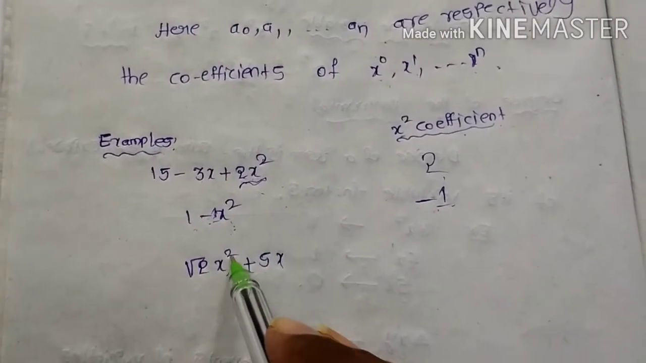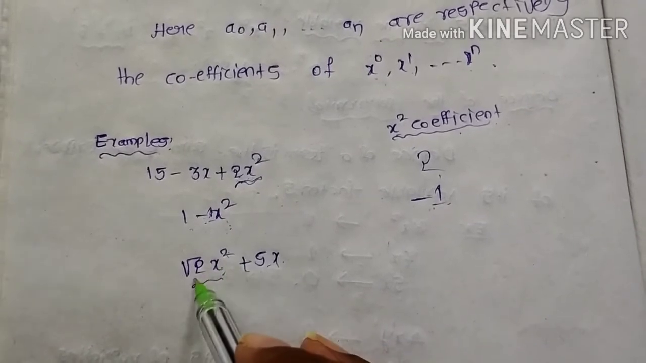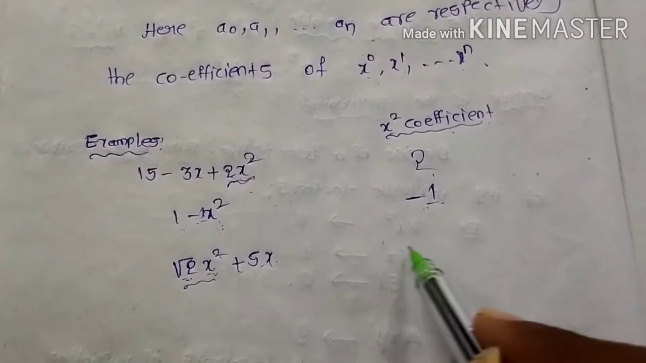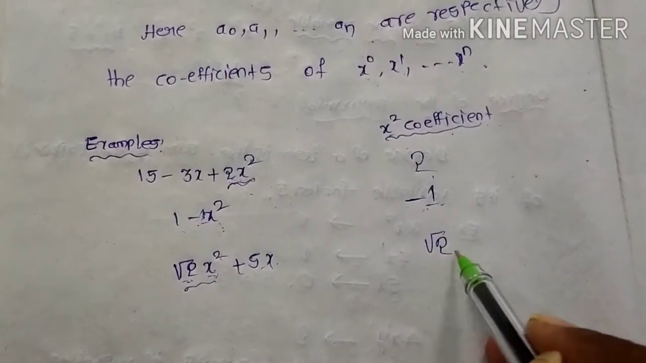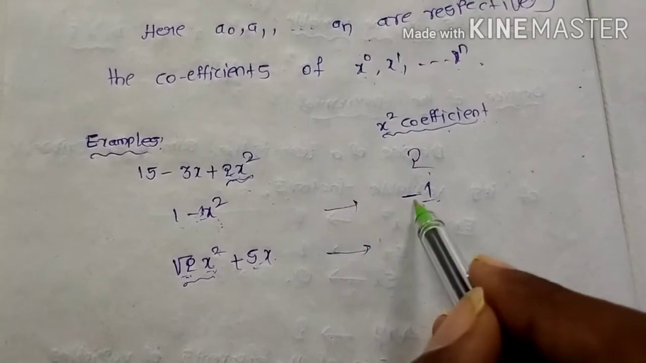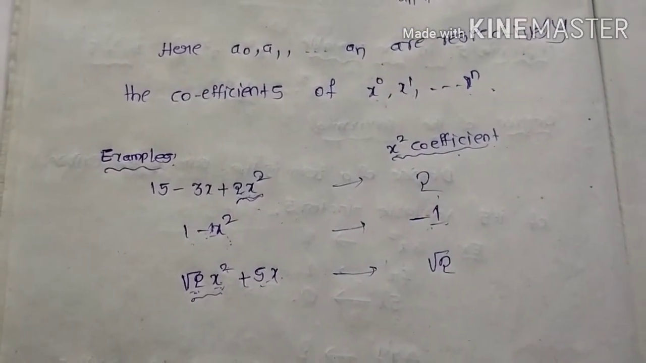See here, x square, here 5x. Where is the term here? What is the x square coefficient? That means which number is being multiplied? Root 2. That means your answer is root 2. The x square coefficient in this polynomial is root 2. Here minus 1. Here 2. In this way, you can try to understand polynomials.